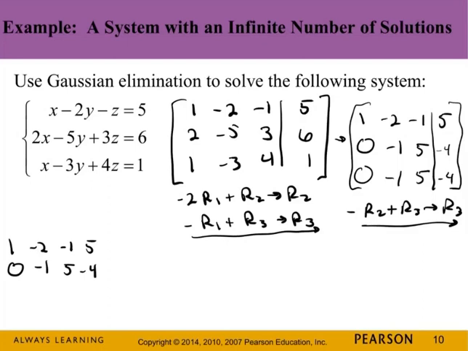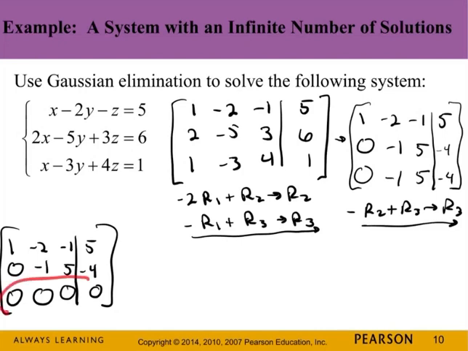Now, if we do this row operation, we get a 0, a 0, a 0, and a 0. I jumped straight here because I saw it. Notice this time we got an entire row of zeros. If we write out the equation, this would be 0x plus 0y plus 0z equals 0. That's a true statement.